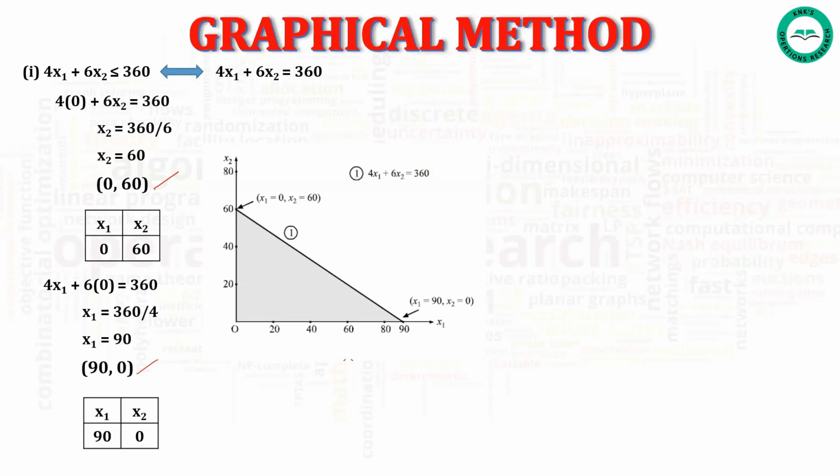But here there is a question of which side of the line satisfies the inequality condition. Any point above the constraint line violates the inequality condition, but below the line does not violate the constraint. So the inequality and non-negative conditions are satisfied by the shaded area, which is called the feasible region, as shown in the figure.